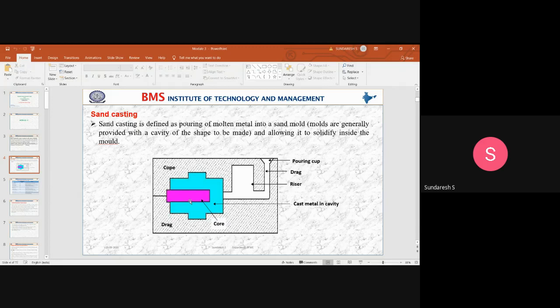I don't want to just explain these things. Already you have studied. That's what I want, everything from your side. So I think everybody understood what the sand casting process is. This is the diagram shown with respect to sand casting. Basically, it is a process of pouring a molten metal into a sand mold and allowing it to solidify in the mold. This is what we call sand casting.